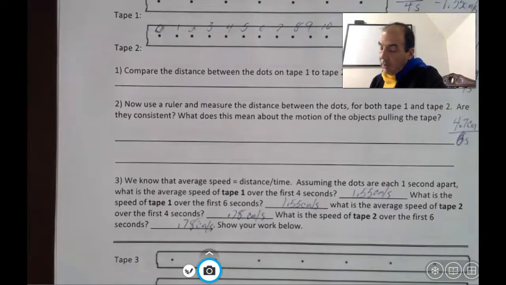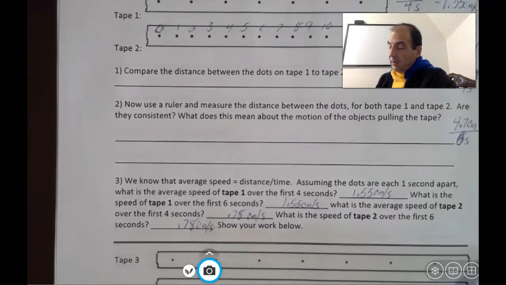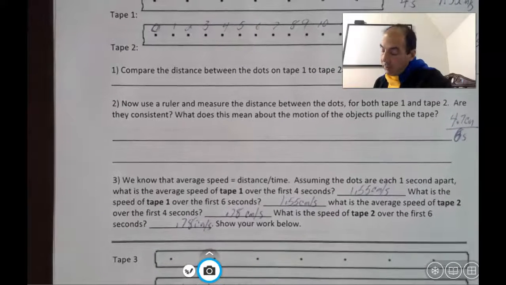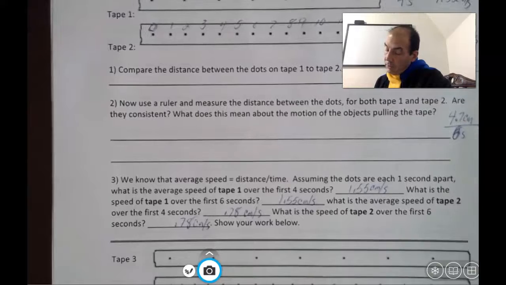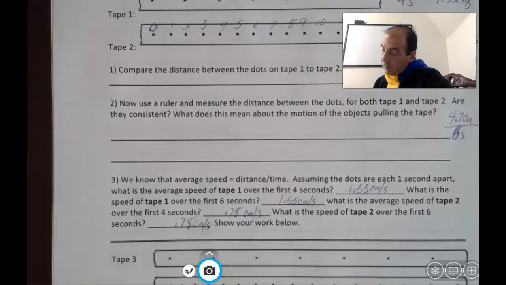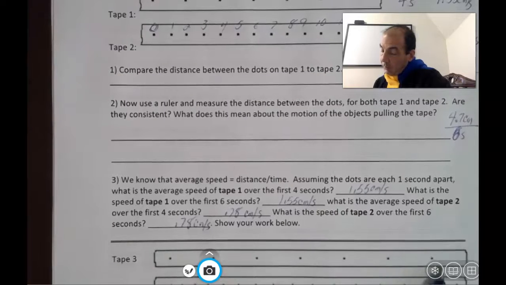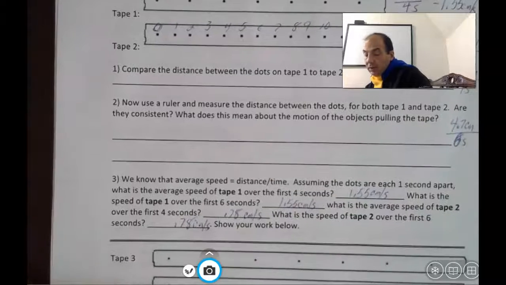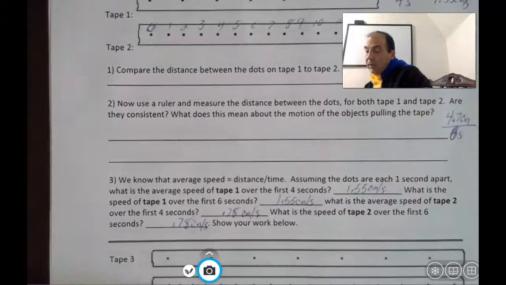Yeah. All right, so now that's the end of section 1. We're going to go to section 2, talk about tapes 3, 4, and 5. So for each tape, answer the following questions. Are the dots spaced consistently apart? That one seems to be pretty consistently apart. This one, definitely, I can tell you that this and this are way different.